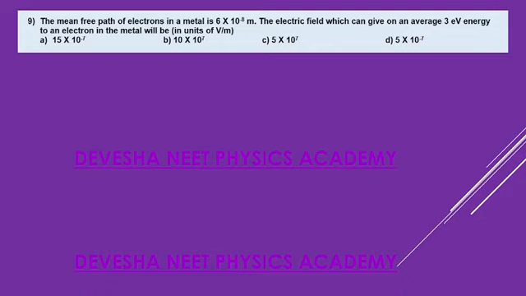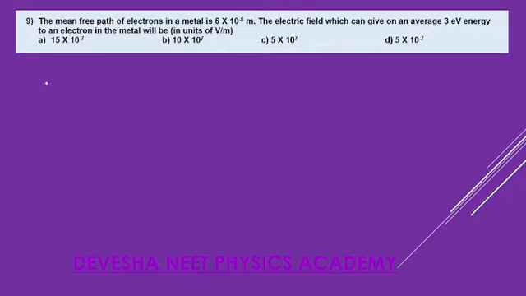So this is question number 9. In this question it is given that the mean free path is 6 into 10 to the power minus 8 meters, right? So mean free path equal to 6 into 10 to the power minus 8 meters. Okay, now what is eV actually? So eV is electron volt.